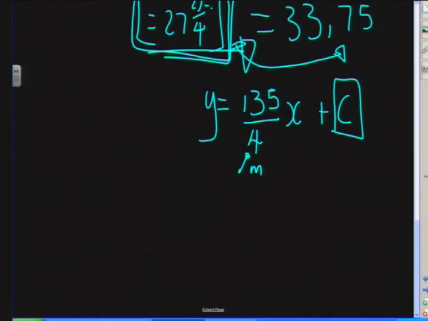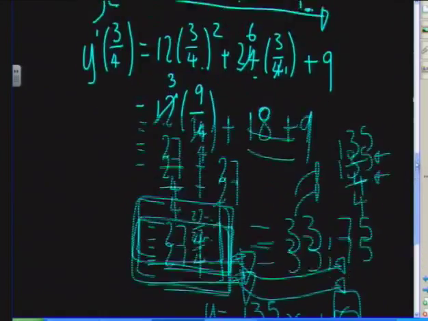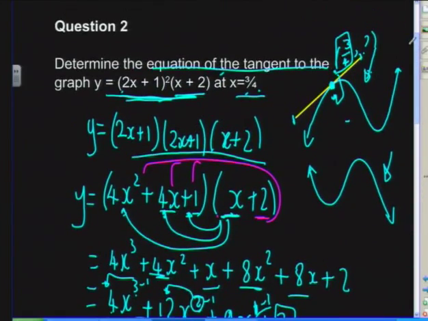Now in order to find c, we need to know what the y value is at the point of contact. Remember, all we've got is 3 over 4, and we don't know what y is. So if I want to find the y value, I simply need to use my equation, which was given to me as y is equal to (2x plus 1) squared times (x plus 2).